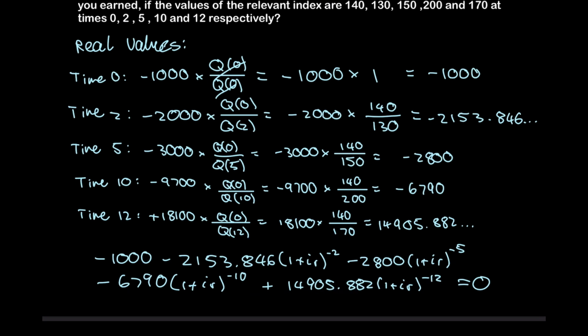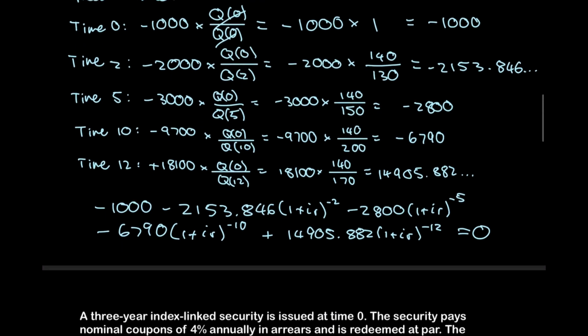Okay, so the reason why we have our IR in this equation is because we have our real values. So our real values discounted, when we discount them and we want to get a net present value equal to 0, we are discounting them with our real yield or our real rate of interest that we've earned. Okay, so if you go ahead then and solve this equation for IR, you will find the real yield.